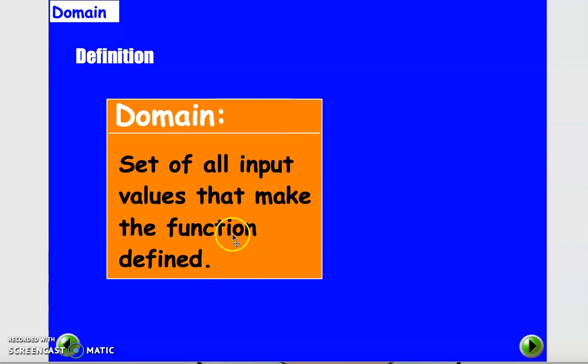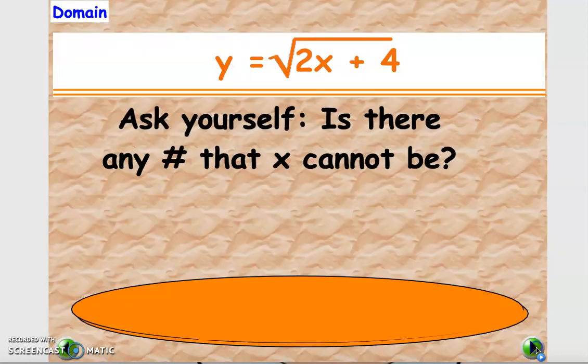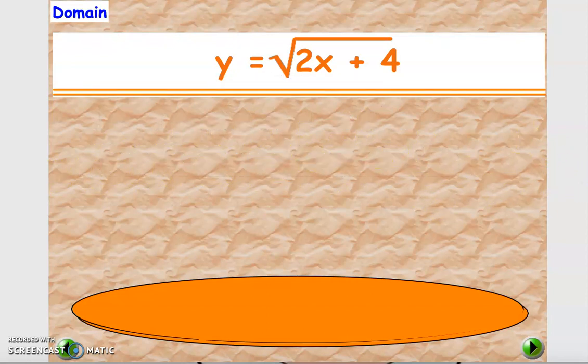Let's take a few functions and try to find their domains. The first one, y equals radical 2x plus 4. So just ask yourself, is there any number that x cannot be? Well, we know that any number below the radical should be positive. So 2x plus 4 should be greater than or equal to 0.